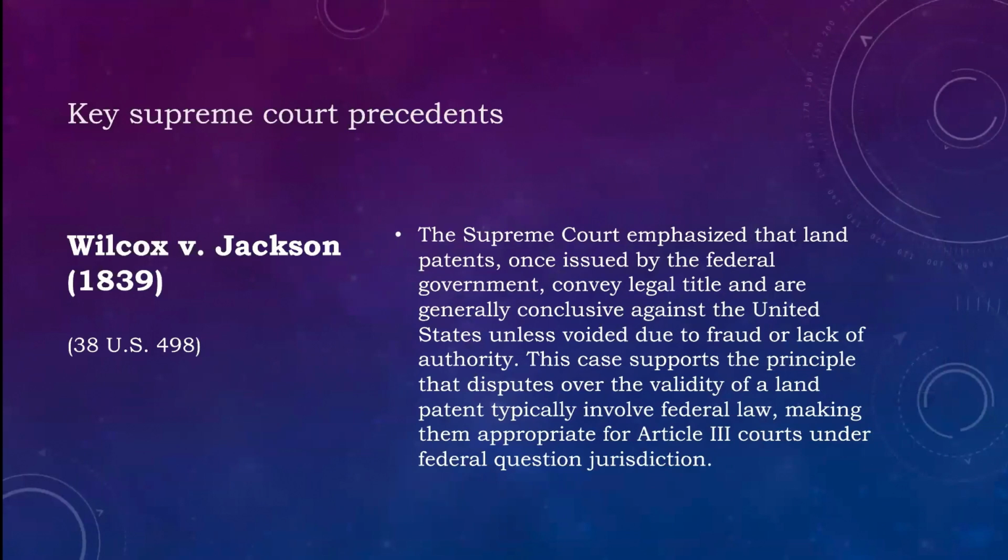Okay. Here are the nuggets that I pulled from this broad search that we did first. The Supreme Court emphasized, in this case, Wilcox v. Jackson, that land patents, once issued by the federal government, convey legal title and are generally conclusive against the United States, unless voided due to fraud or lack of authority. This case supports the principle that disputes over the validity of a land patent typically involve federal law, making them appropriate for Article 3 courts under federal question jurisdiction.